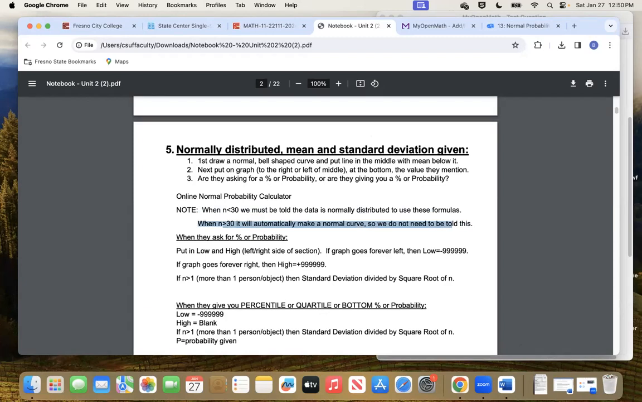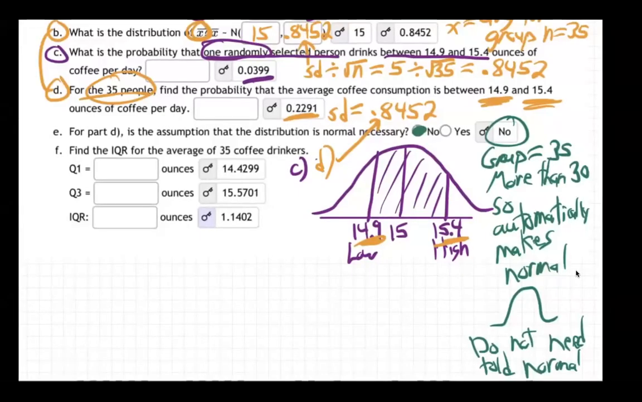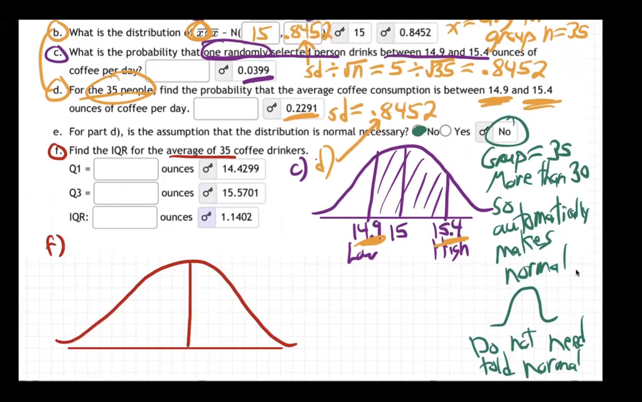Okay, so let's go back to the last part of the question, Q1 and Q3. I'm on part F here, how to find Q1. Notice it's for the average of 35, so you always have to pay attention whether I'm talking about one person or a group average. This one's a group average. For part F, we have to draw a bell curve and put the center on there. What's the center? The average person drinks 15 ounces of coffee.